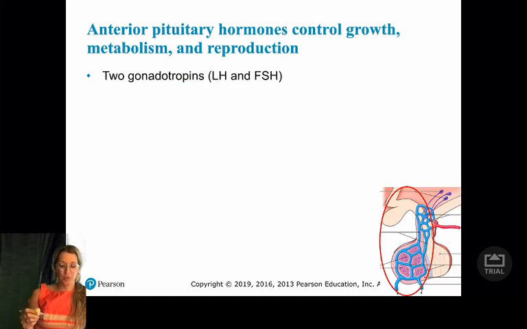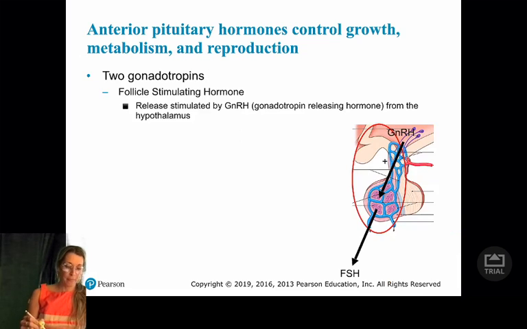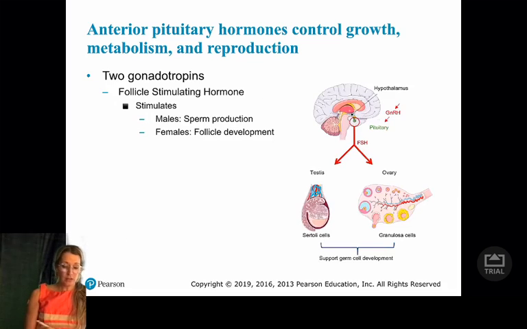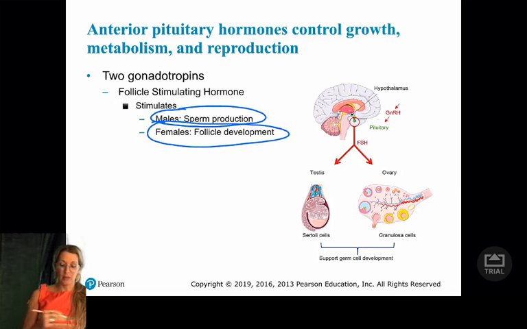Okay, there are two gonadotropins, LH and FSH. FSH is follicle stimulating hormone. We will talk about this so much when we get to the reproductive system. Gonadotropin releasing hormone causes this gonadotropin to be released. So gonadotropin releasing hormone from the hypothalamus causes the release of follicle stimulating hormone. In males, it stimulates sperm production. In females, follicle development. So it does different things in the different sexes.